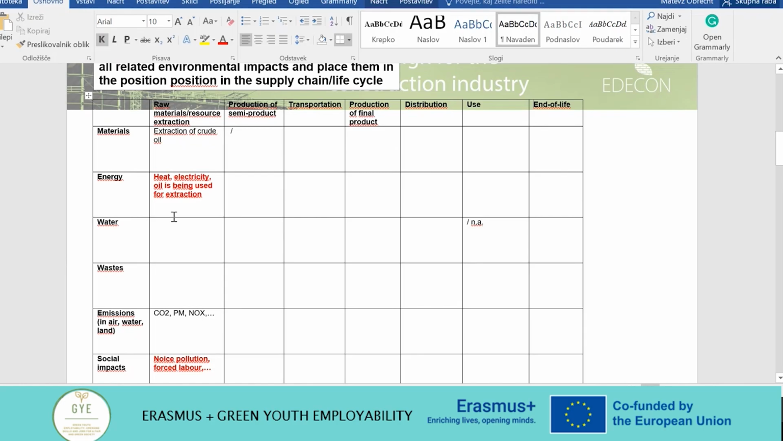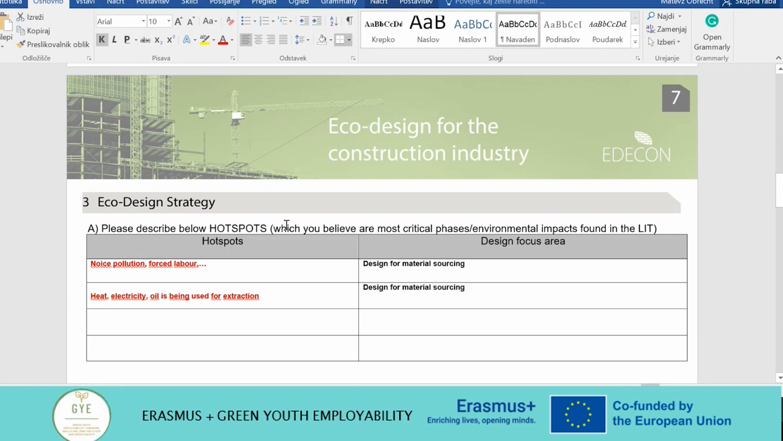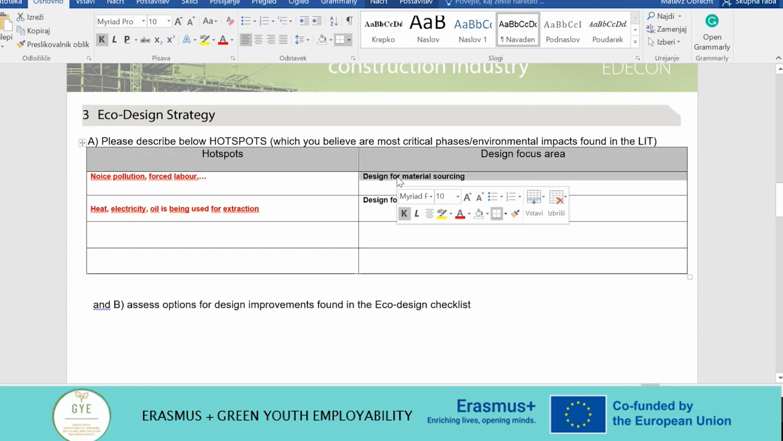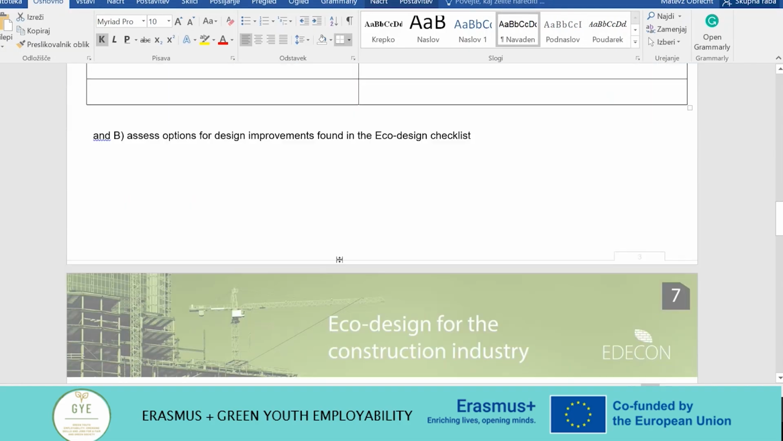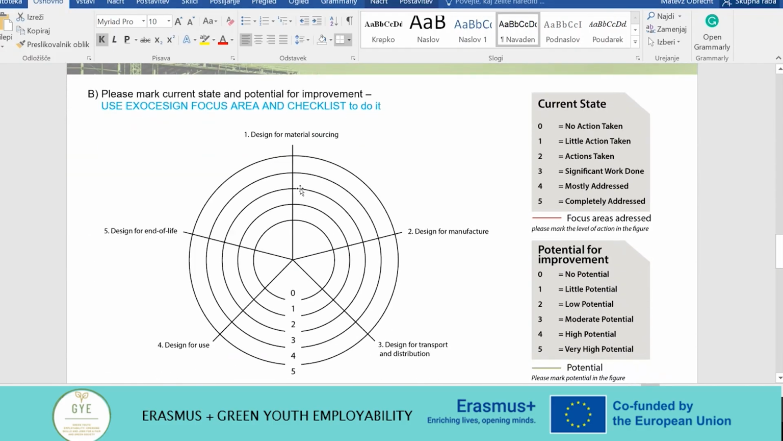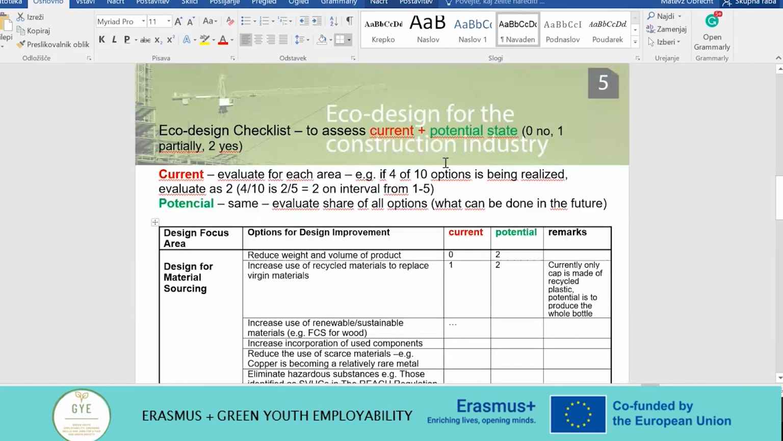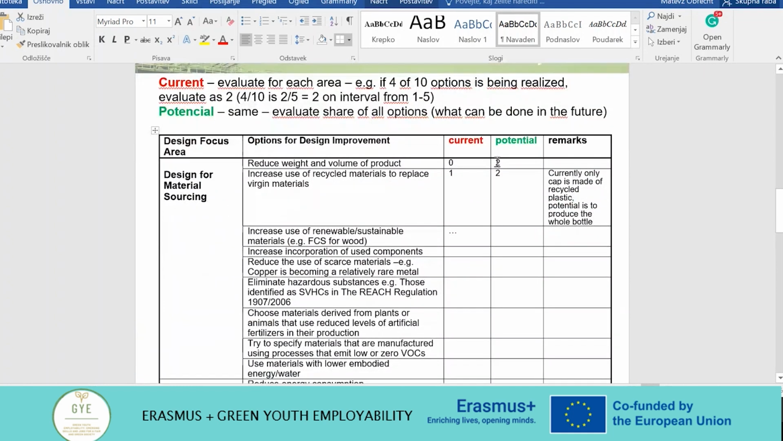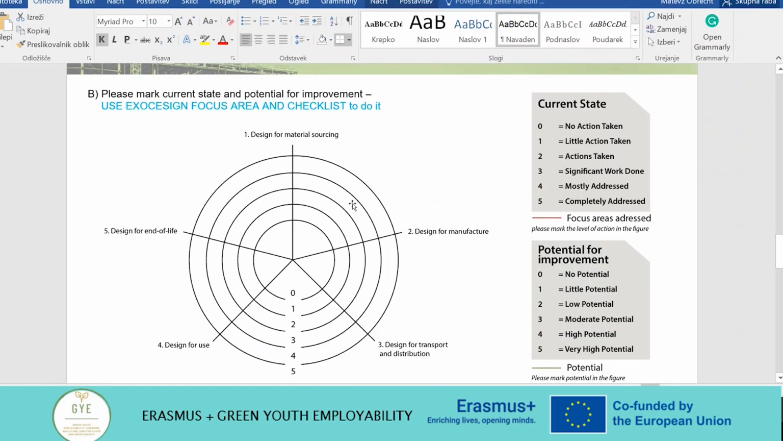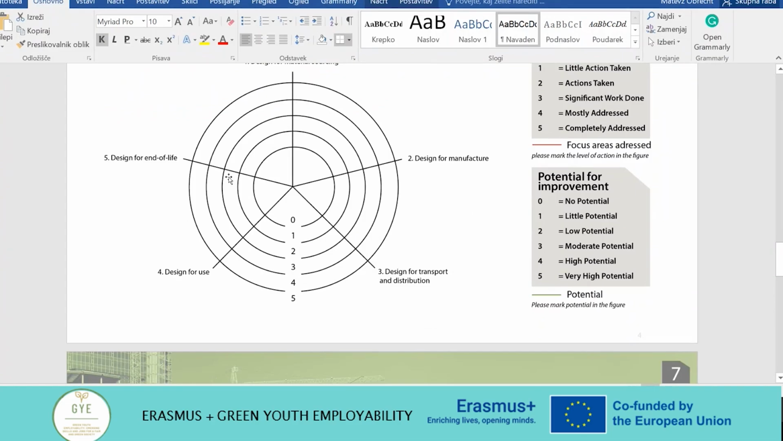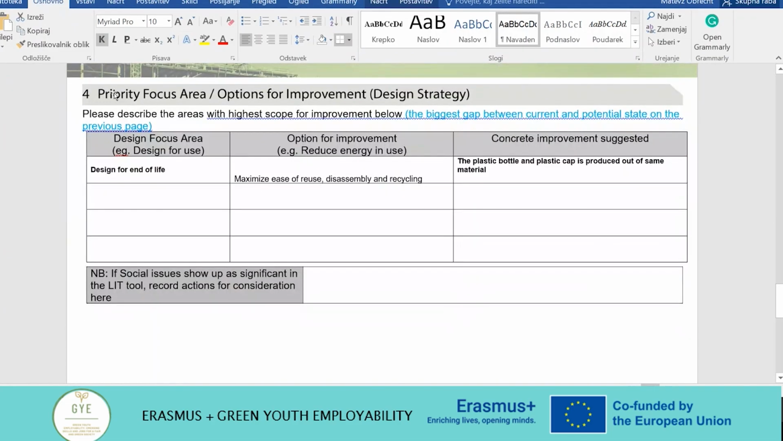Then you highlight which are the hot spots, and define the design for focus area. Then in the next phase, you go to the spider diagram. You focus on the current state and the potential for improvement with the help of this eco-design checklist. So to assess what's the current situation, what is the potential, and then when you get this spider diagram, you will assess where are the biggest gaps, and you will define the priorities.